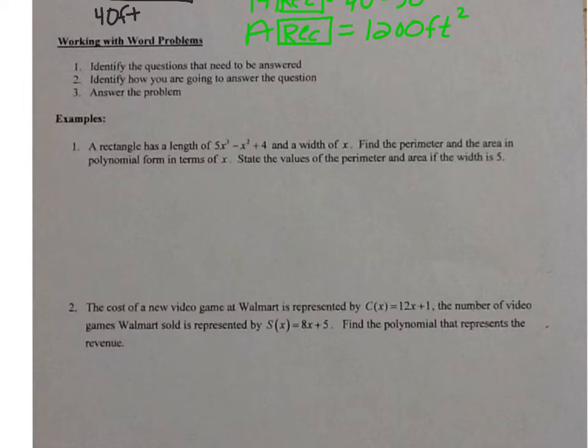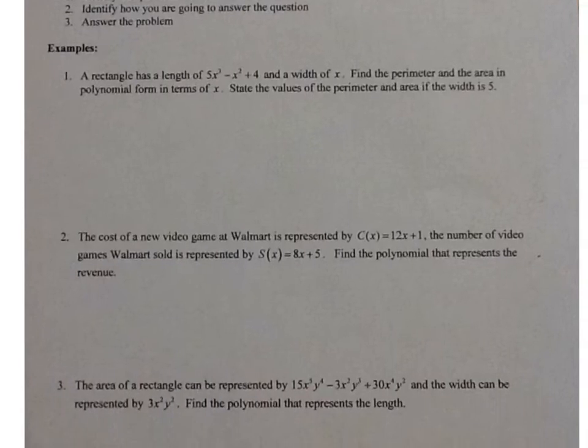Okay, so here's just a little bit of guidelines when you work with word problems. So the first thing I want you to do is identify the questions that need to be answered. Then identify how you're going to answer the question, and then answer the problem. So let's take a look at number 1. Number 1 says a rectangle has a length of 5x cubed minus x squared plus 4 and a width of x. Find the perimeter and the area of the polynomial in polynomial form in terms of x.